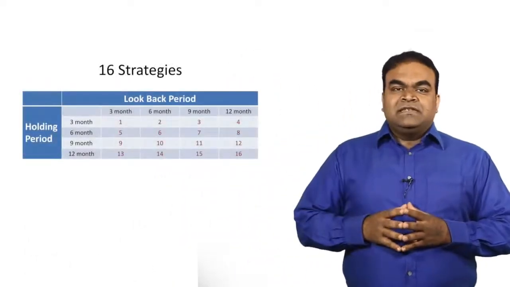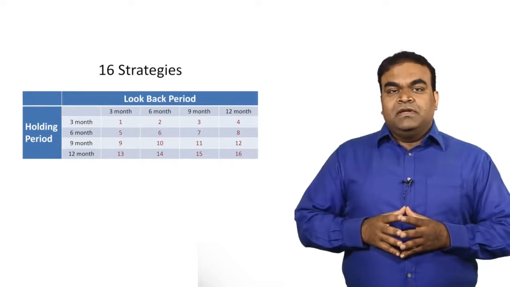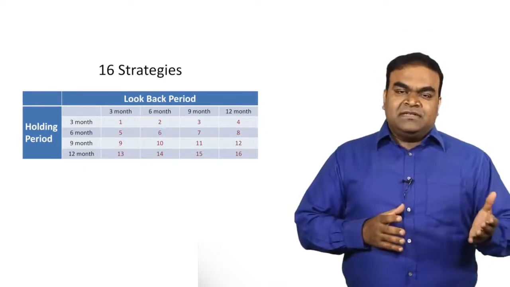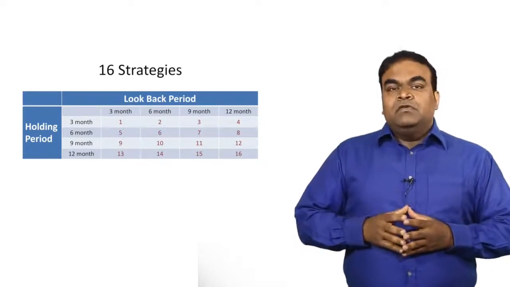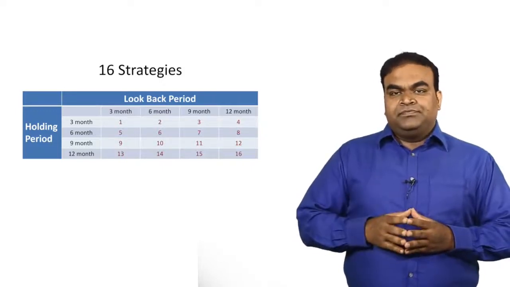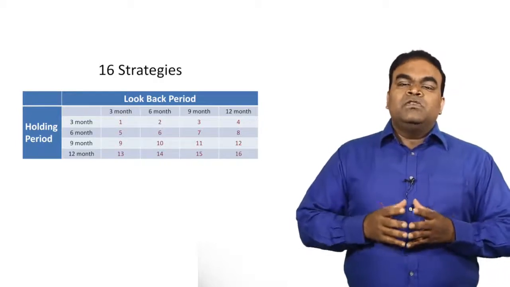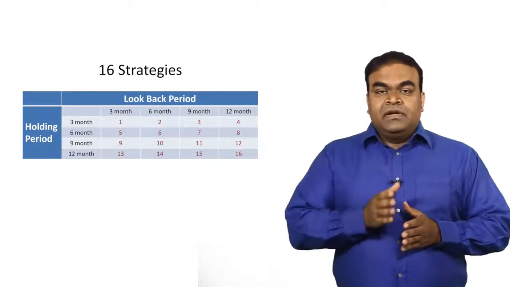Let us now get into the details of the strategy. As I have mentioned previously, we will be considering the intermediate term momentum to select stocks. We will make use of look back periods of 3 months, 6 months, 9 months and 12 months. In addition, we will also consider holding periods that vary from 1 to 4 quarters. Taking all the possible combinations of these will give us a total of 16 strategies. Let me elaborate on this.